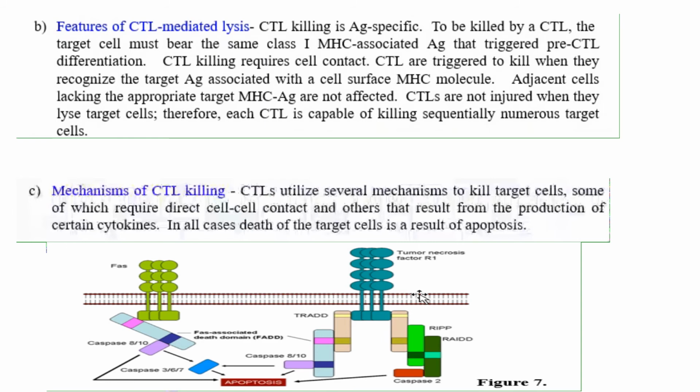The Fas and tumor necrosis factor receptors are a closely related family of receptors, which, when they encounter their ligand, form a trimer of the receptors. These receptors also contain the death domain in the cytoplasmic portion of the receptor, which after trimerization can activate caspase enzymes that induce apoptosis in the target cells.